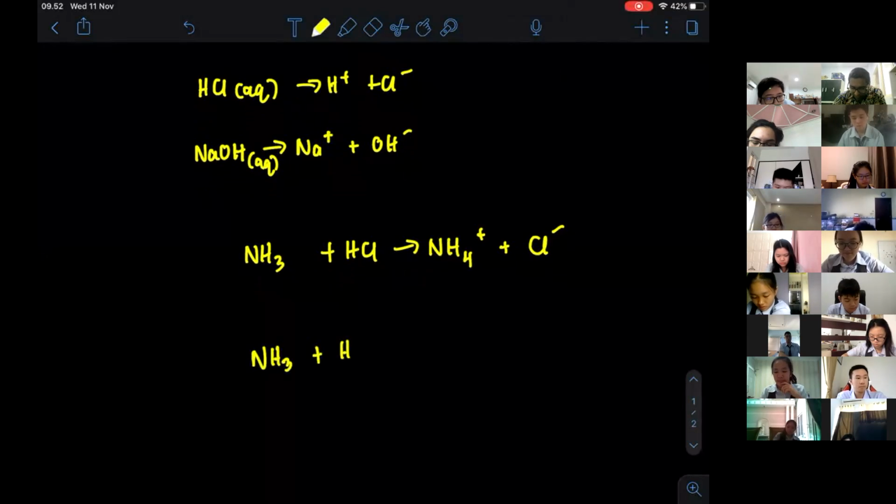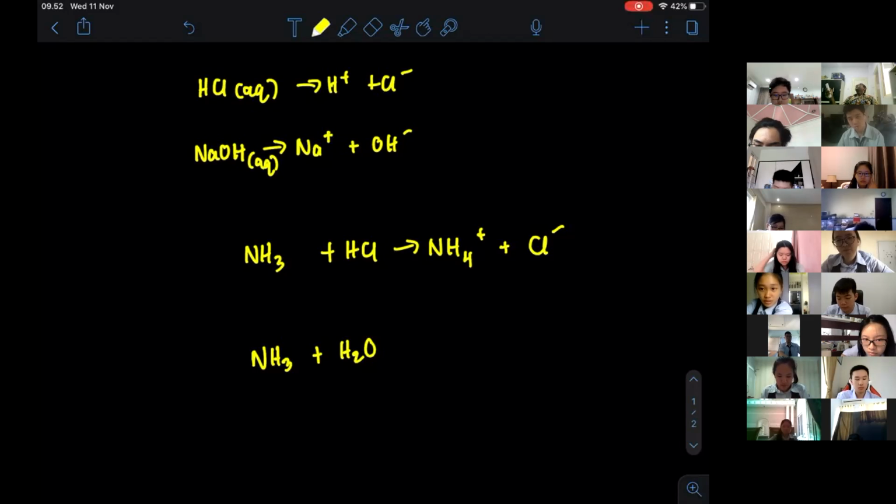NH3 with water, is there going to be a reaction with ammonia and water? Kiara, is there going to be any reaction with ammonia and water? Don't know.